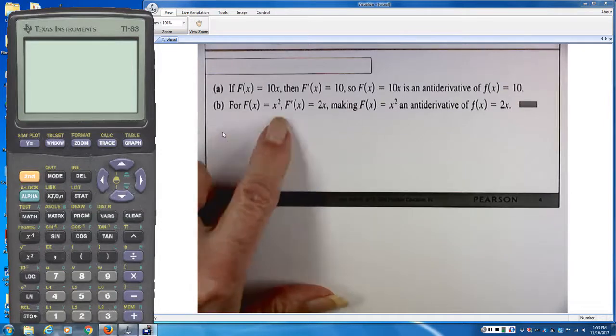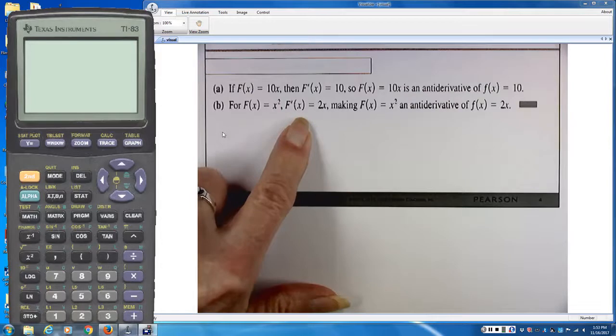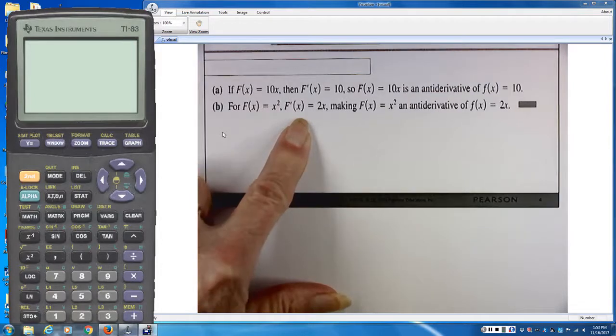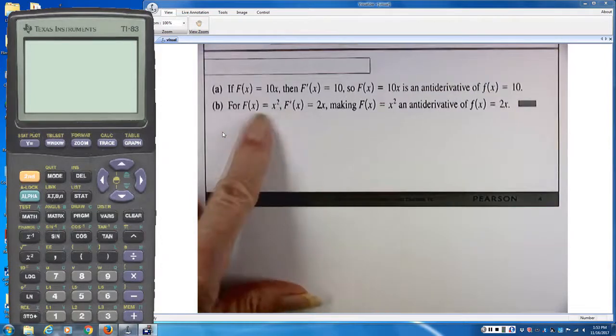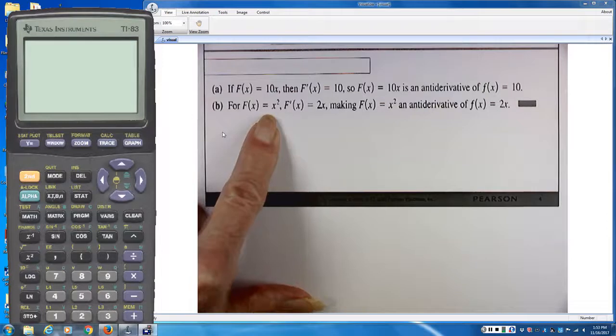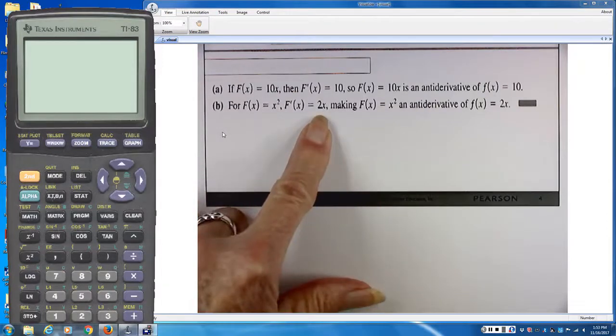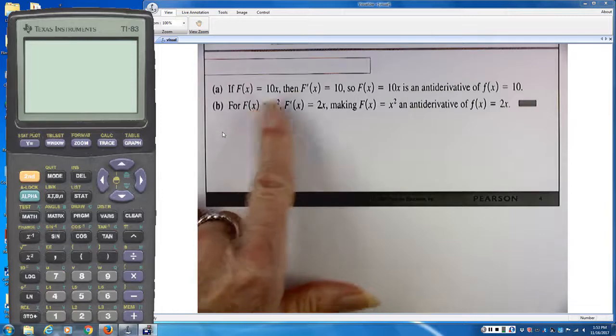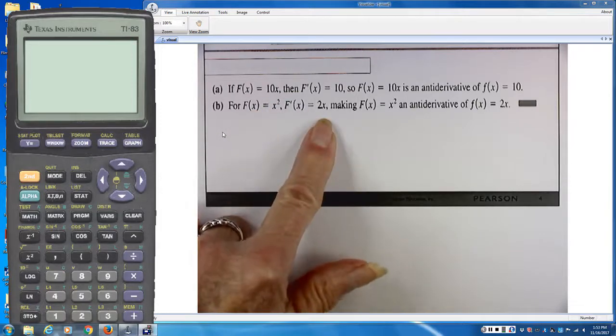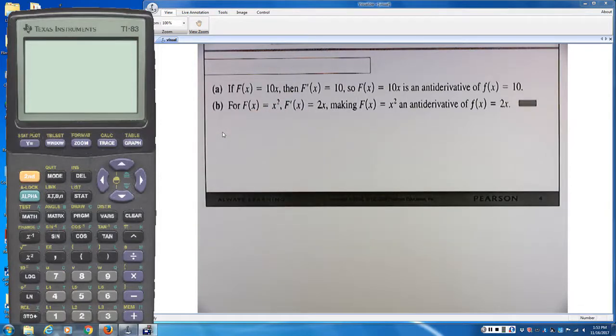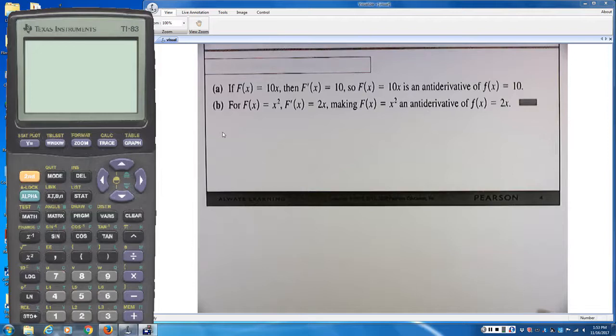For f of x equals x squared, its derivative is 2x. So that means x squared is the antiderivative of 2x. This is what you take the derivative of. This is what the derivative turns out to be. So we're going to reverse the process. And actually, we'll eventually stop talking about antiderivatives and call it an integral.